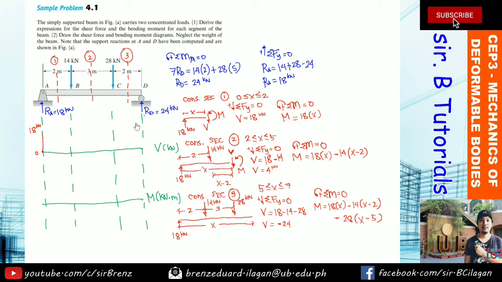So coming from 0. And then this equation is applicable for 0 to 2. So lahat ng value ng shear is positive 18. So ibig sabihin, ano ba yung distance to po? Di ba hanggang dito yung distance to? Ayan. So 18 yan hanggang dito.